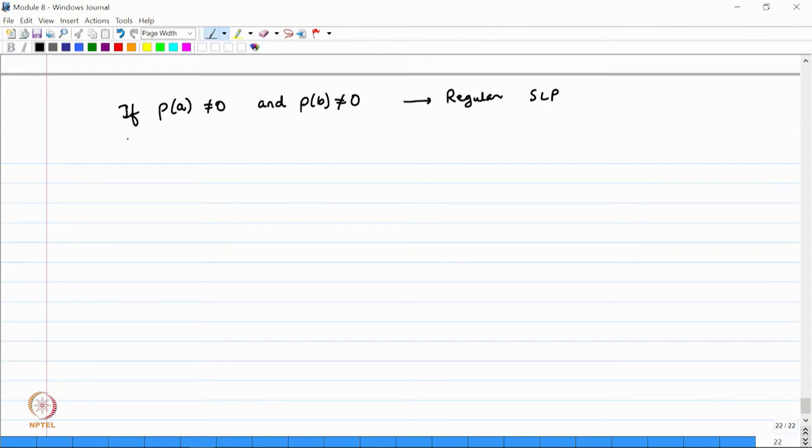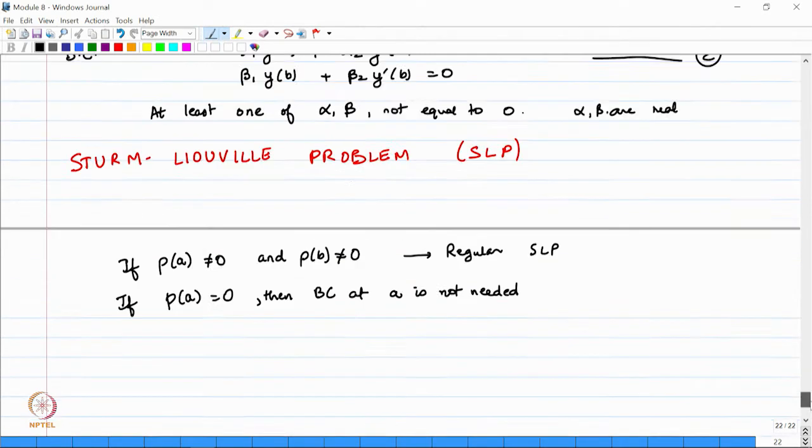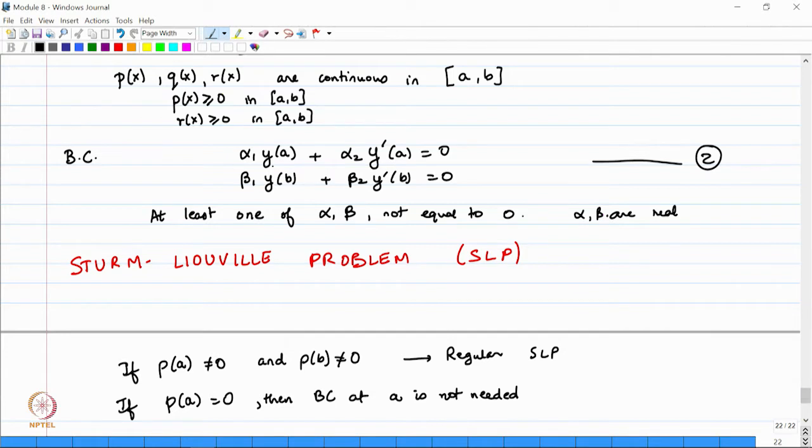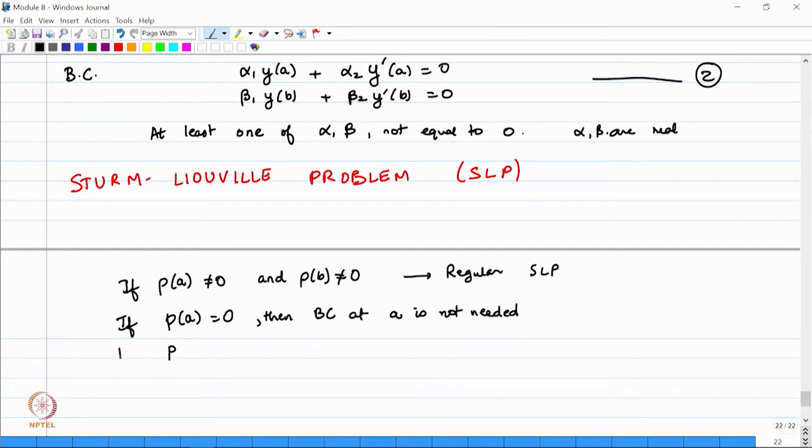Sturm-Liouville problem. If P of A equal to 0, okay, then the boundary condition at A is not needed. We don't need the top boundary condition at A. If P of B equal to 0, then the boundary condition at B is not needed. These two are referred to as singular Sturm-Liouville problems.